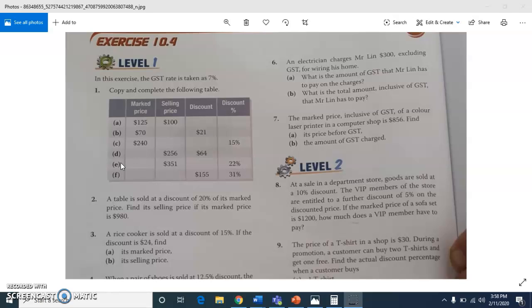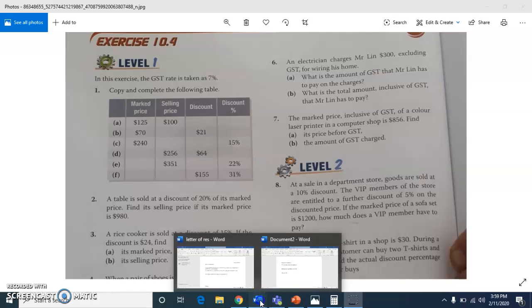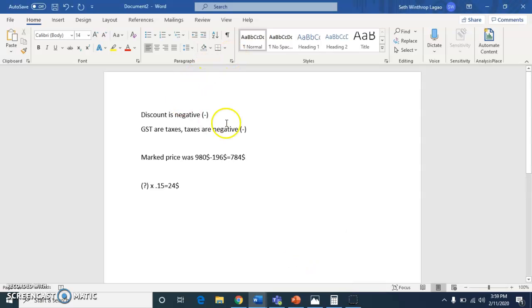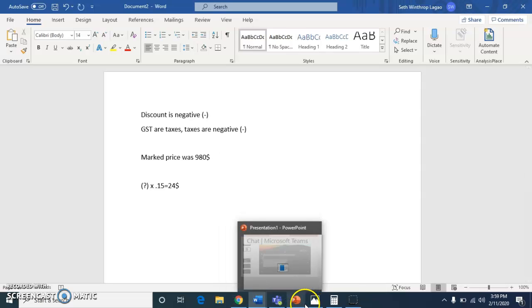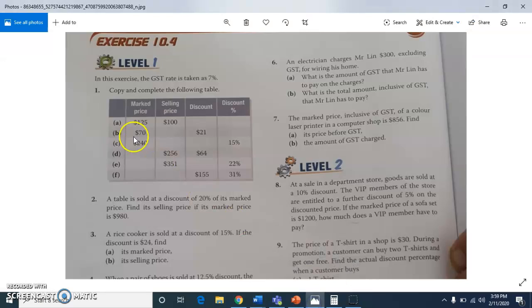We have been talking in math class about percentages. This is a percent sign. In this exercise, you're going to be dealing with discounts. So we know that discounts are negative. They are a negative action. We're going to subtract when we do discounts. Also, taxes, and in your book it's called GST. Those are also negative and are going to be subtracted when we do these exercises.